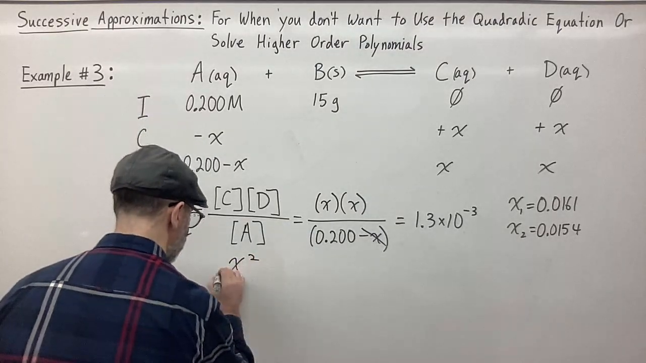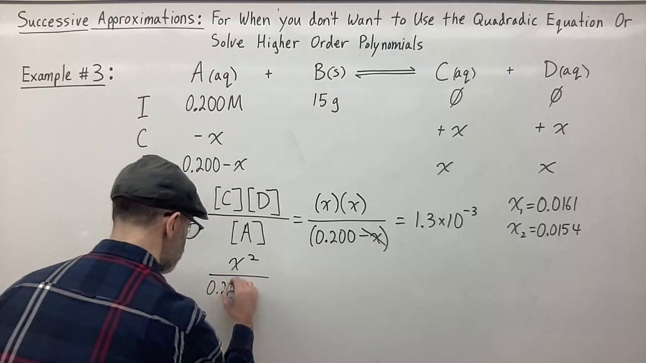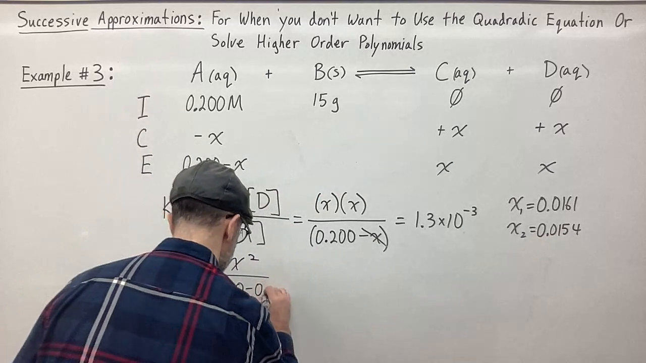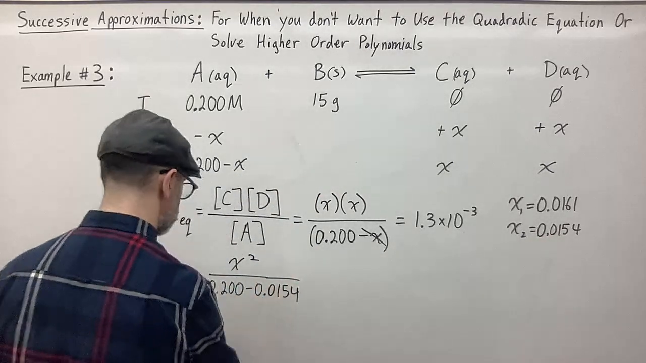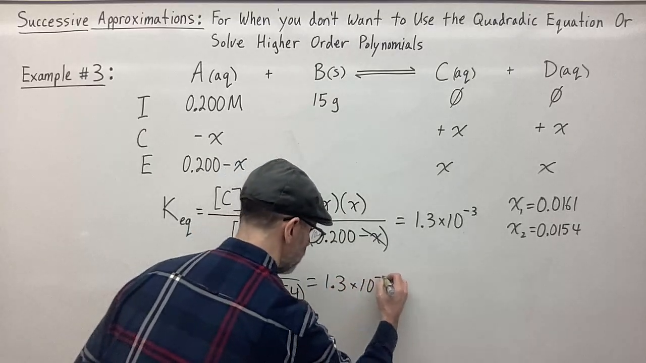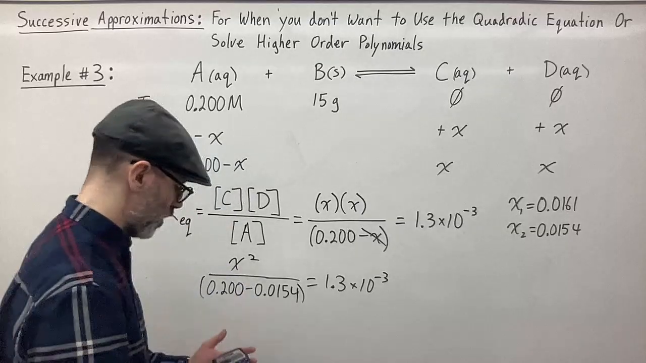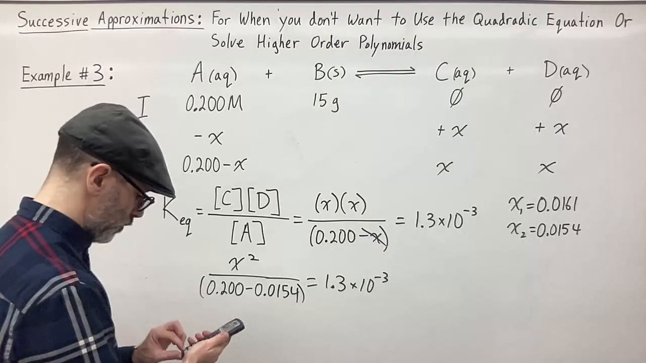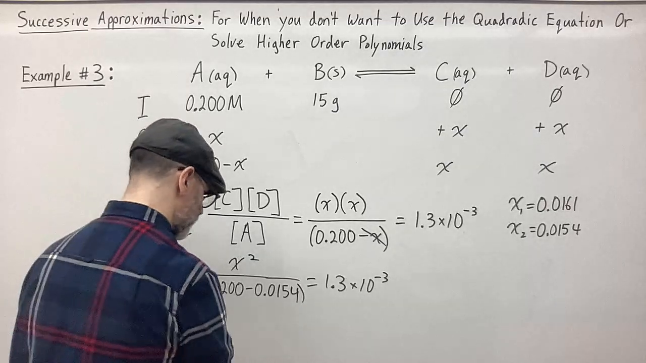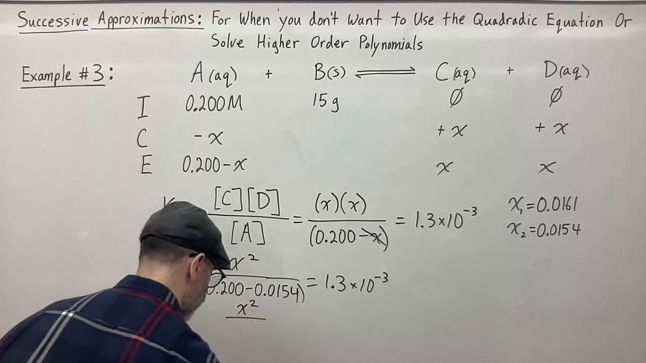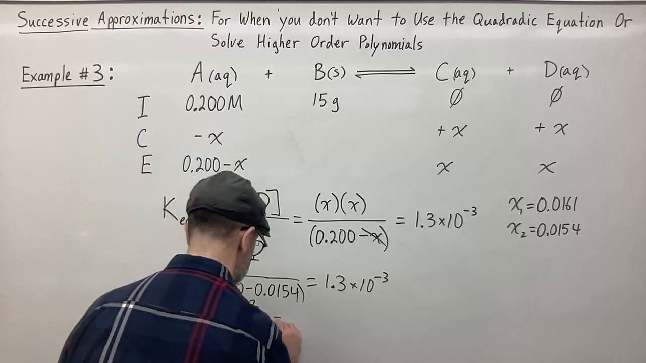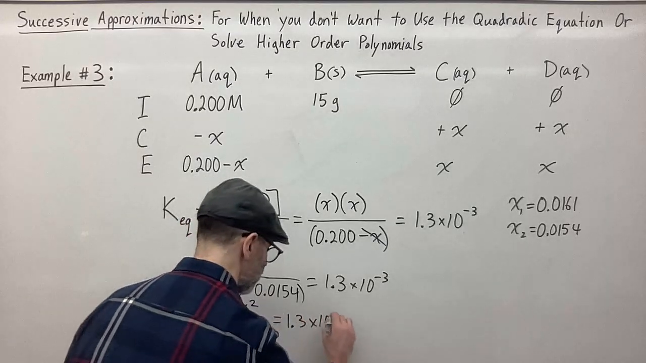So again, it's going to be x squared over 0.200 minus, and then I have to put in the x value, 0.0154. That's going to be equal to 1.3 times 10 to the negative 3. So I do the calculation here on the bottom. 0.200 minus 0.0154 equals, and I get x squared over 0.1846, and that's going to be equal to 1.3 times 10 to the negative 3.